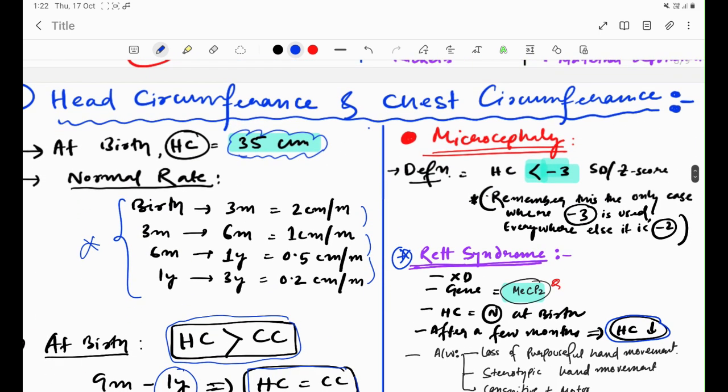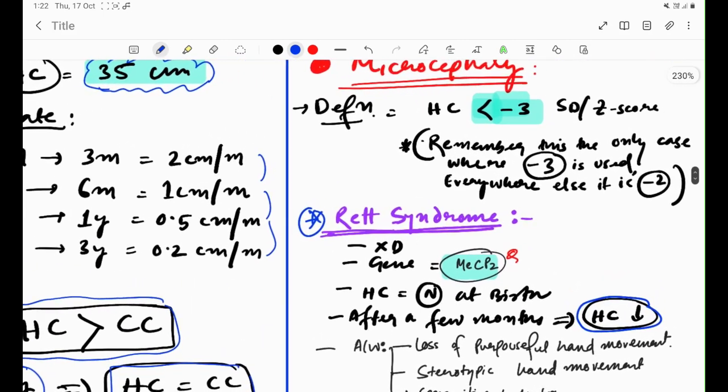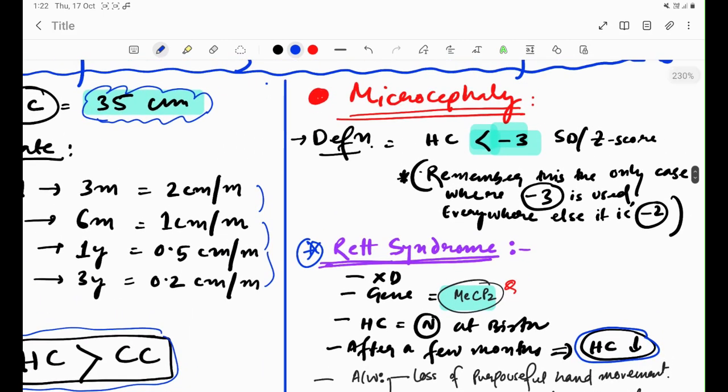Okay. Then another thing is microcephaly, which is when the head circumference falls below -3 standard deviation. Remember one thing, everywhere when you'll read up some definition, like we read in case of short stature, the height was less than -2 standard deviation. This is the only case in pediatrics you'll get to know, only definition where -3 is considered. So head circumference less than -3 standard deviation is the definition of microcephaly.